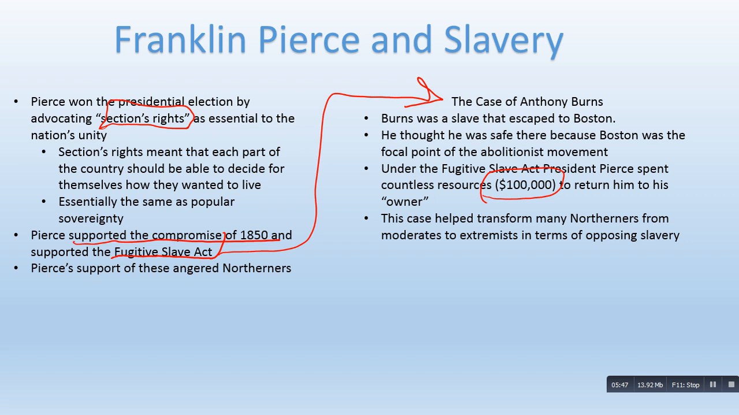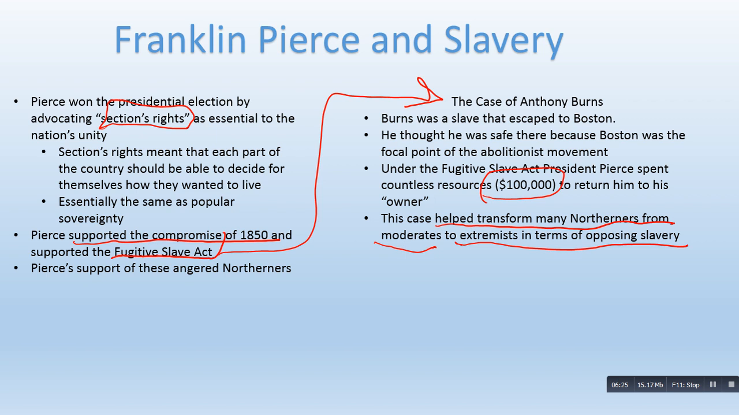First of all, they're against slavery, and you're putting someone into a condition of slavery. But second of all, you spent $100,000 of tax money for one person. I mean, this is just ridiculous. And so the ultimate effect of the case of Anthony Burns was that it helped to transform many Northerners from, let's say, moderates, meaning, okay, slavery is bad and we should vote against it, to extremists opposing slavery, meaning, whatever we have to do to get rid of slavery, we need to do it because this is a terrible situation.